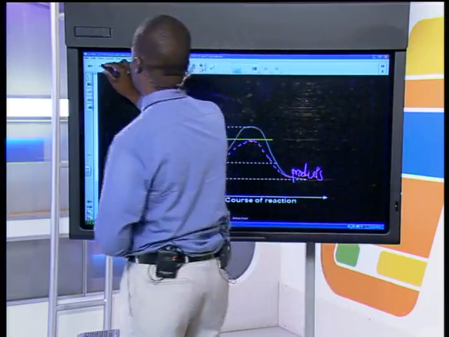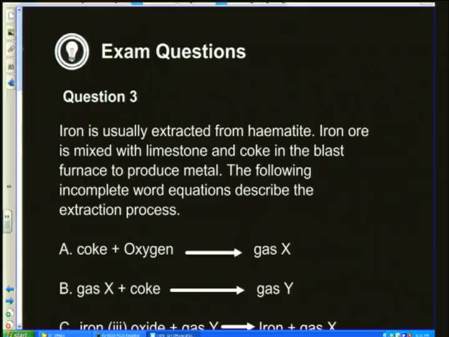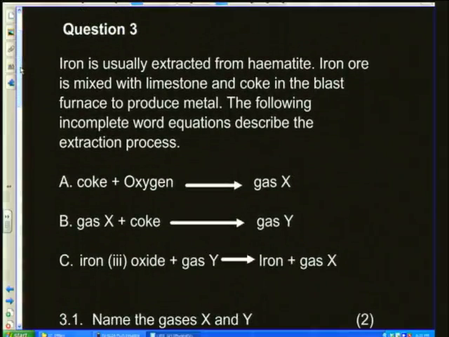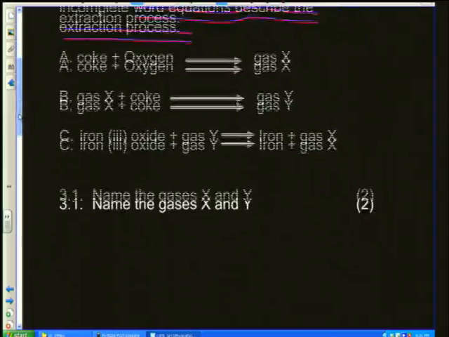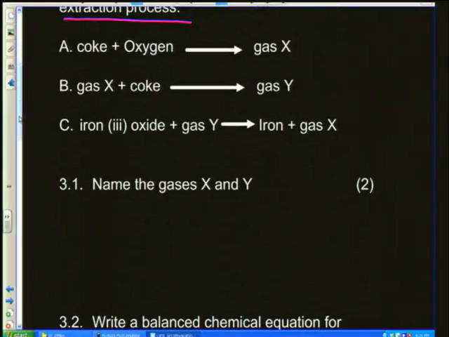So the question that follows, which is question number 3, reads as follows. This is an interesting question, I must say. They say, iron is usually extracted from hematite. Iron ore is mixed with limestone and coke in the blast furnace. Now, this is a chemical system kind of question. They say to produce metal, the following incomplete word equation describes the extraction process. So, we have the reaction here. The first reaction, we have coke. So, that's coke.